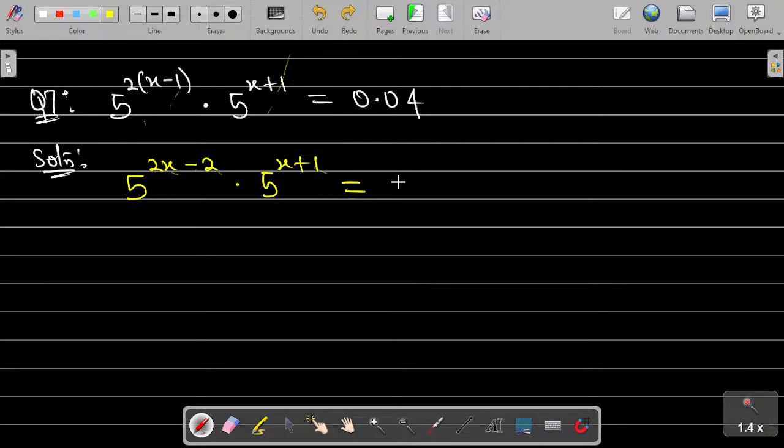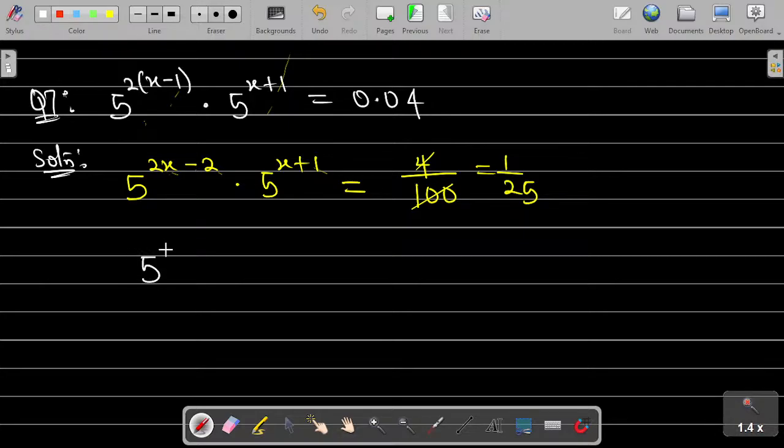Let me leave them. Okay, so let's try to change 0.04 into a fraction. Of course, that's going to give us 4 all over 100. You check the decimal places, and then add that number as your zeros. Okay, so if we reduce that to lowest terms, we are going to get 1 over 25. Beautiful. And that can be written in base 5 as well.